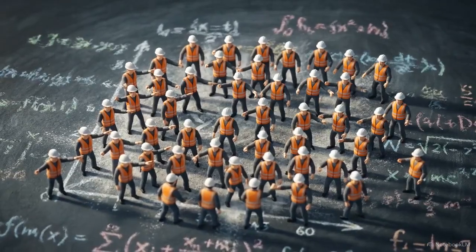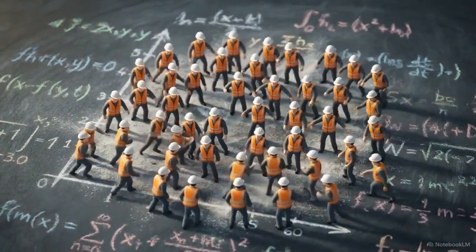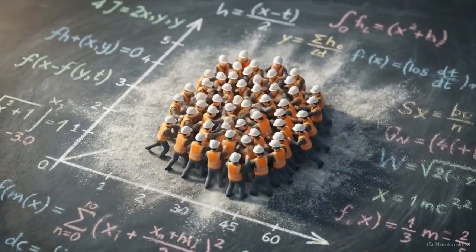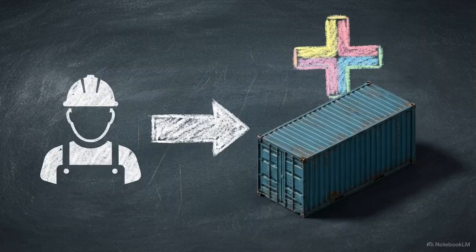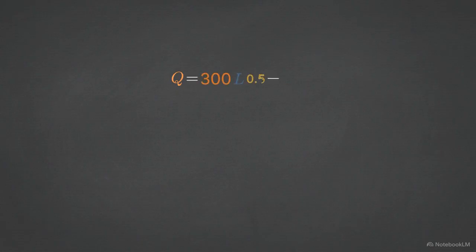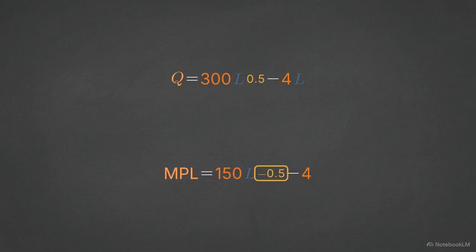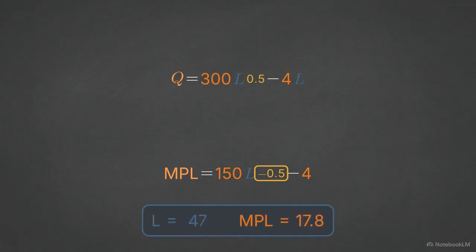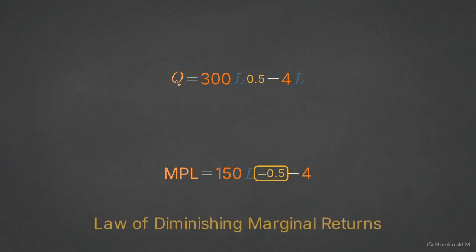This mathematical framework extends beyond financial numbers into physical production, specifically measuring the marginal product of labor. The marginal product of labor is the extra physical output gained by hiring exactly one more worker. A firm's production function: quantity equals 300L to the power of 0.5 minus 4L. Differentiating with respect to labor yields our marginal product of labor, 150L to the negative 0.5 minus 4. Note the negative fractional exponent on the labor variable. With a negative exponent, as the labor pool increases, the term's value mathematically decreases.